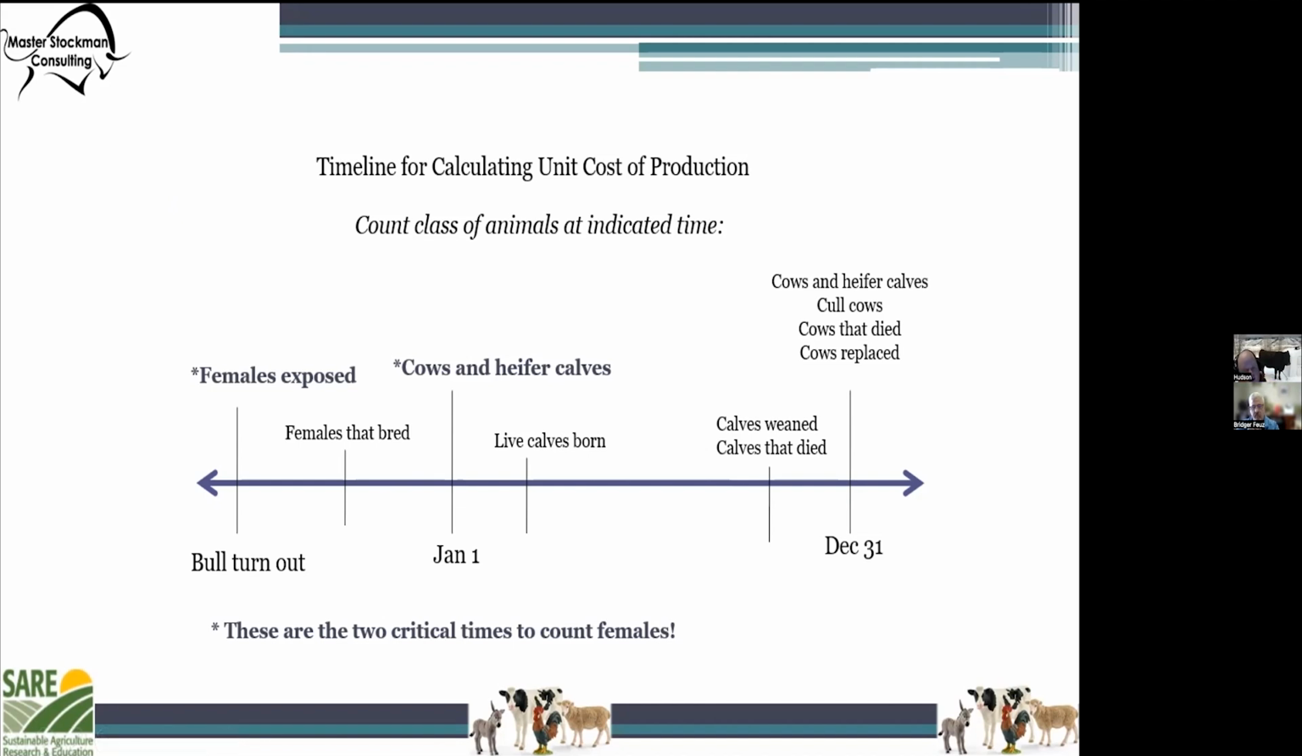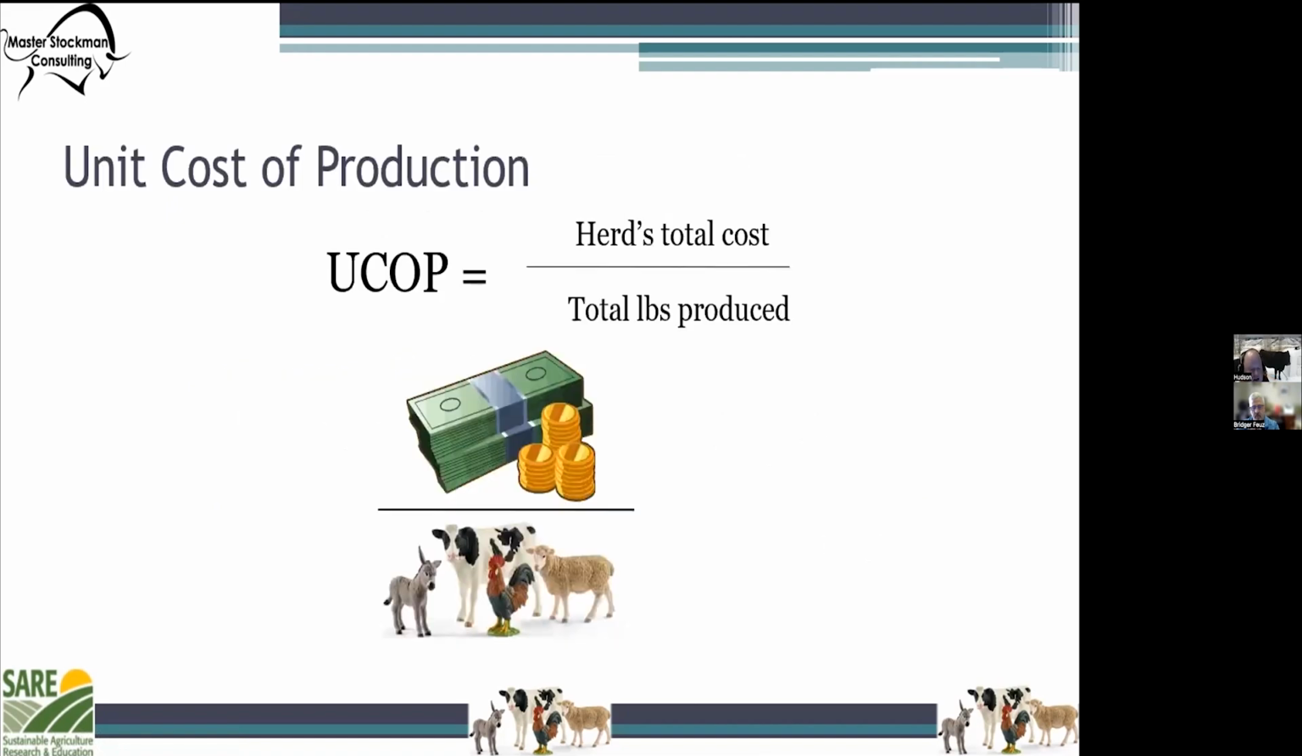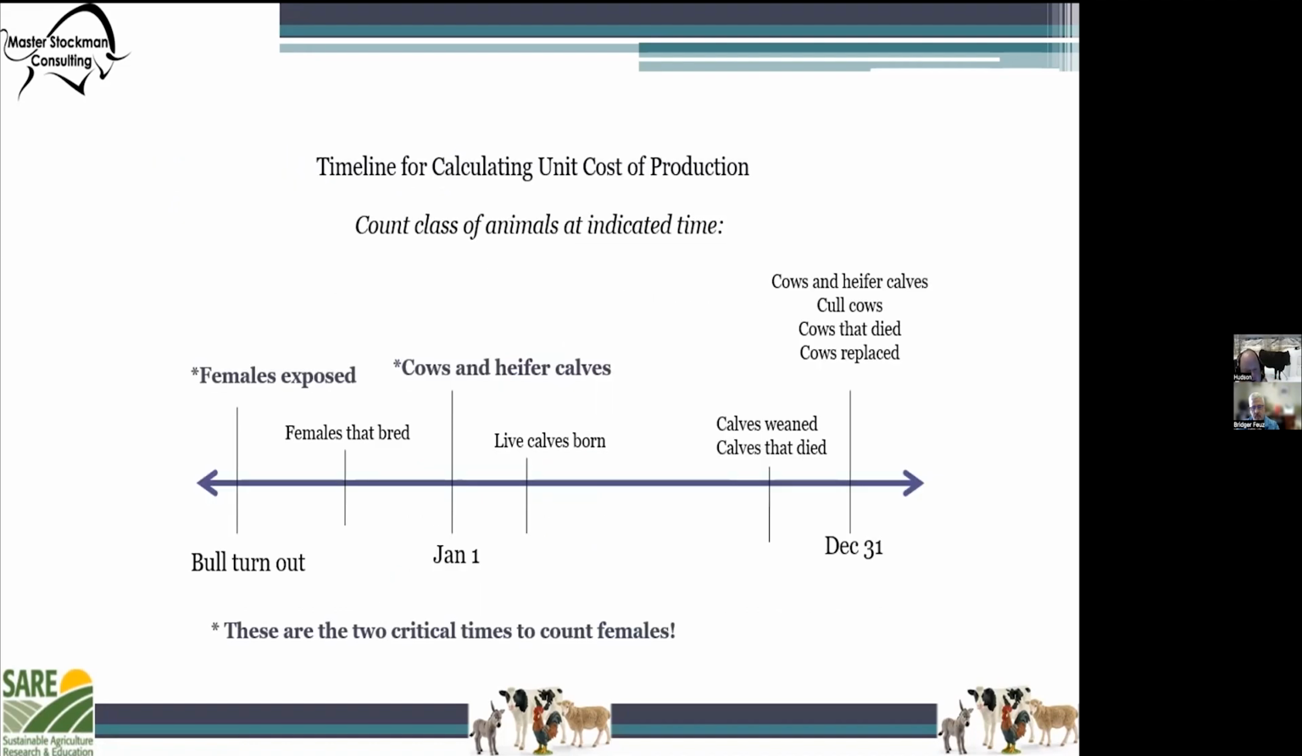Now, I probably didn't mention it, and I should have. I've moved from financial records into production records. I'm going to go back a slide. See, I moved from financial at a unit cost of production, and then I'm going to move into the production part of agriculture, because we're talking about, and you can see here, there's two really critical times to keep track of a herd of cows.